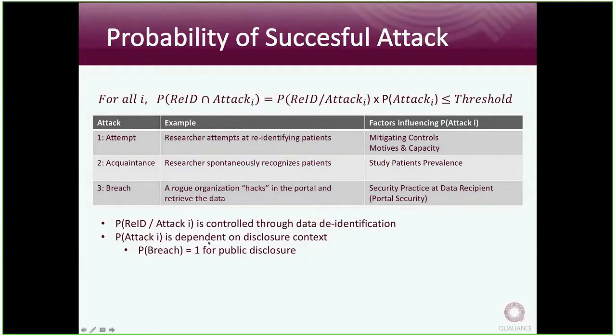And of course, if there is a public disclosure, we simply assume that there will be someone who will attack the data and there will be a breach, and then the probability of breach is equal to 1, and the rest really doesn't matter anymore. The only thing you can do is to work on your identification to bring the left-hand side of the equation below the threshold. And if you go through the exercise and document it well, it will help you justify the data identification rules that you've applied.